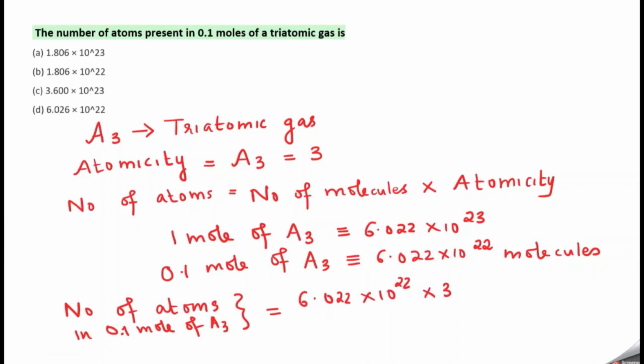Atomicity is 3 for A3. Now this will become approximately 18 into 10 power 22. If you look at the options, there is no option like 18, but 1.8 is present. So we will divide by 10 and multiply by 10. When you divide and multiply by 10, this will become 1.8 into 10 power 23 atoms. So tell me which option corresponds to this. That is option A. Option A seems to be the right answer.